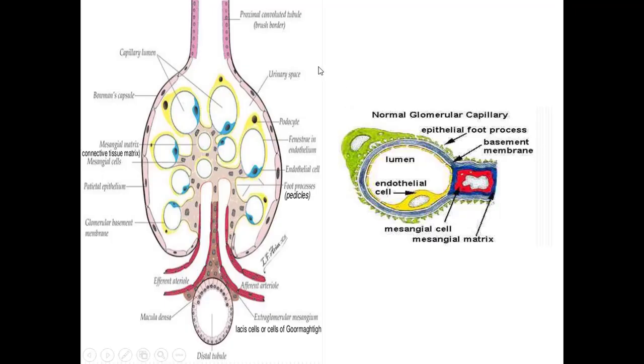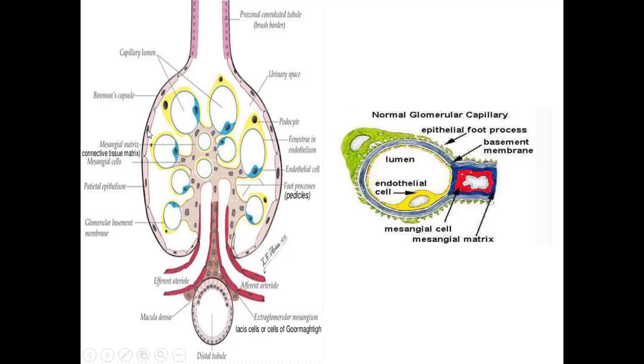This is a very important one. This is a diagrammatic representation of the normal glomerular capillary before seeing how it looks in the histopathology. Suppose this is a glomerulus. This is the proximal convoluted tubule. This is the juxtaglomerular apparatus, and within the glomerulus, those are the glomerular capillaries, all these are glomerular capillaries, and the glomerulus is surrounded by the Bowman's capsule.